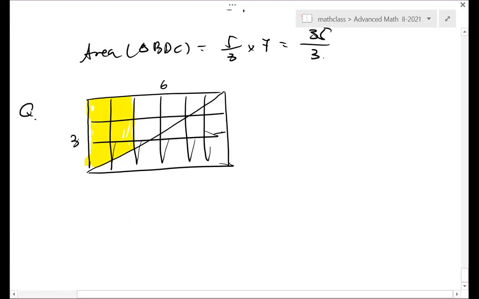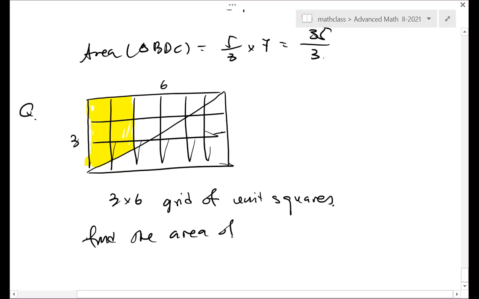Find the area of the trapezoid. Right, this is a trapezoid. Can you do that? This is a 3 by 6 unit squares, right? Find the area of the shaded region. Okay, please work on this.